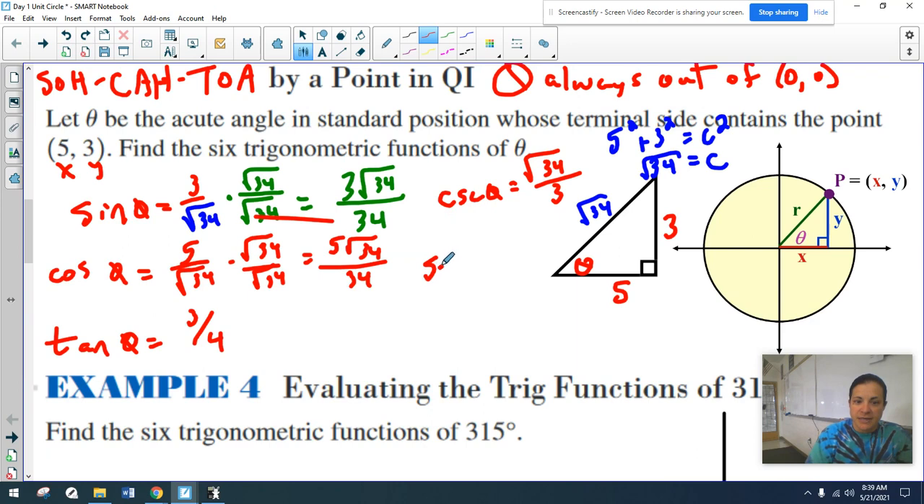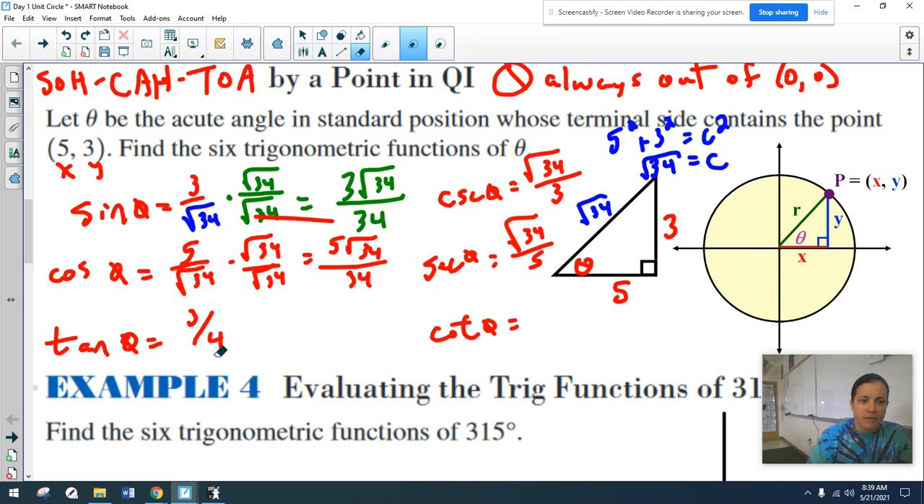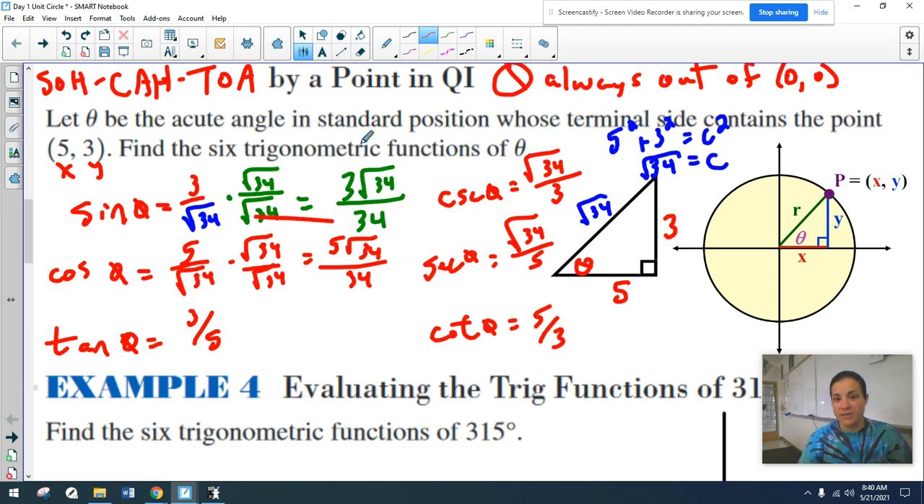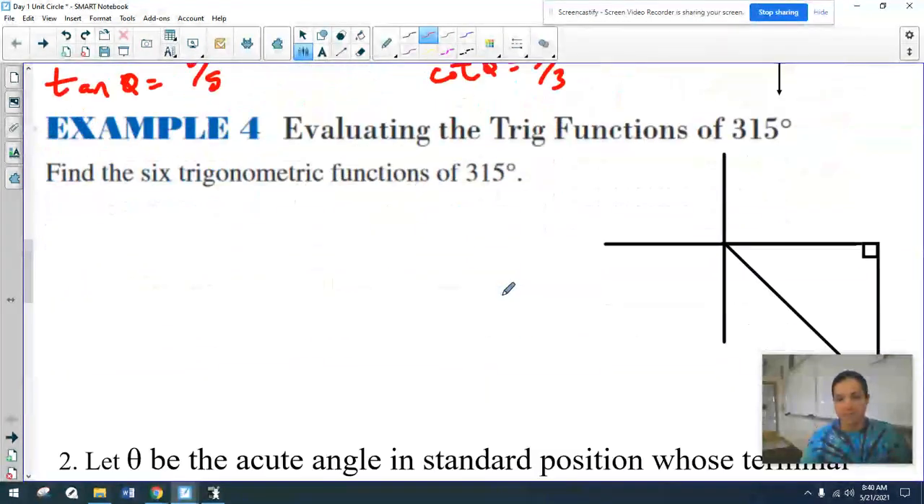Cosine and secant go together. So all you have to do is take the cosine and flip it. So that's just going to be the square root of 34 over 5. And then cotangent, you just take tangent and flip it. So it's just going to be, did I put 4? I sure did. Sorry, it was opposite over adjacent. That was 5, not 4. So cotangent, instead of 3 over 5, it's just going to be 5 over 3. So this is what you'll be doing. This is all you'll be doing today, is labeling all of these.